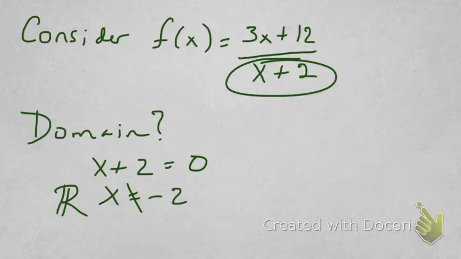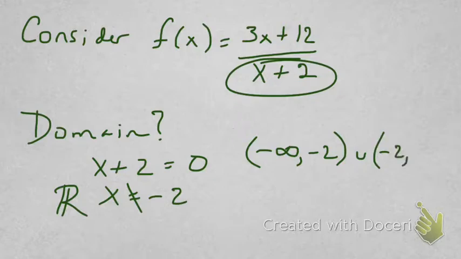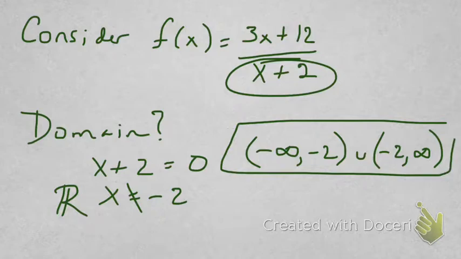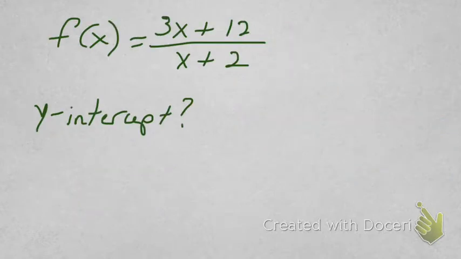In interval notation, we express this as -infinity to -2. We don't include the -2, so we use parentheses, and then everything from -2 to infinity. This is our mathematical way of saying all real numbers, not -2. Well, what about the y-intercept?